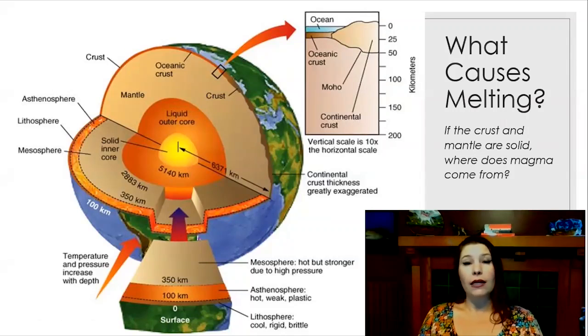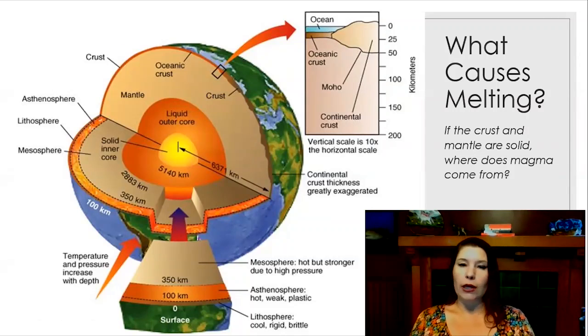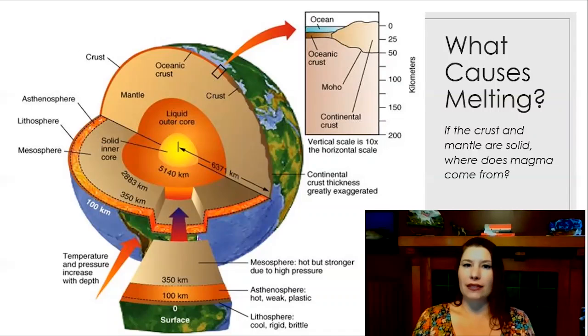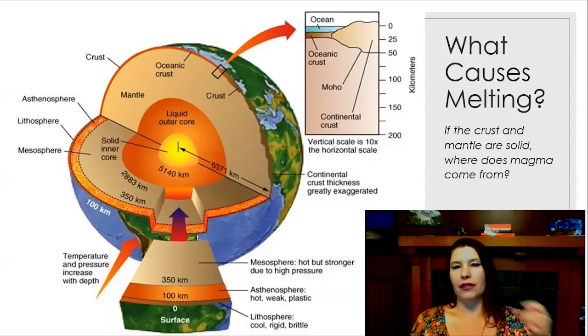What kind of things cause melting? Well, to go back to our water and ice example from last week, if you wanted to melt something, you heat it up. You have a gas stove, or a candle. You can heat something up.